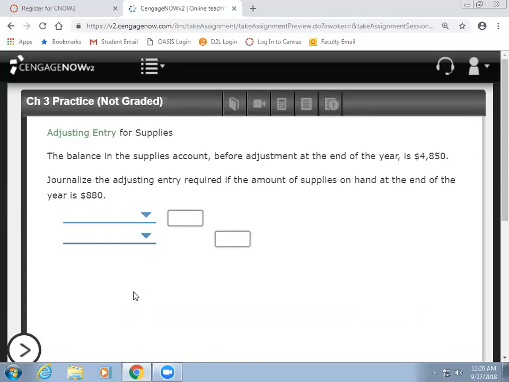Okay, this one says adjusting entry for supplies. Again, an adjusting entry for a supply is considered a prepaid or deferred expense. Anytime we see a prepaid or deferred expense, I know I'm going to debit some expense account and credit an asset. In this case, it tells us the balance in the supplies account before adjustment at the end of the year is $4,850. Well, we've actually looked in our supply closet, and we only have $880 left in supplies. So we're really just, again, balancing a T account.